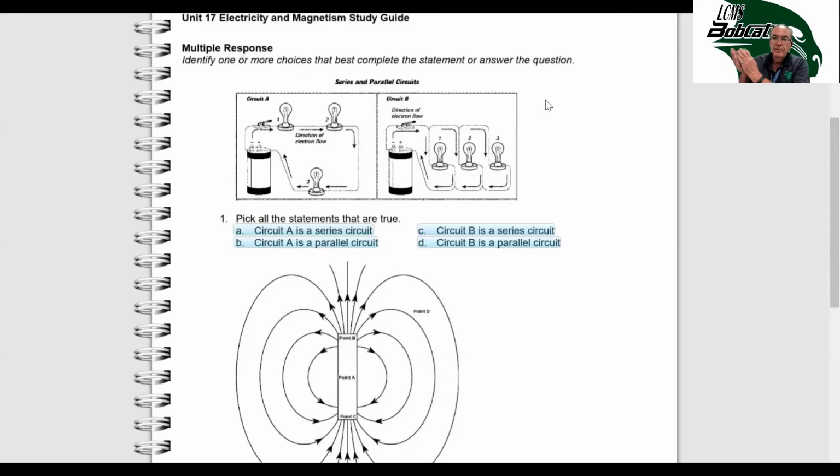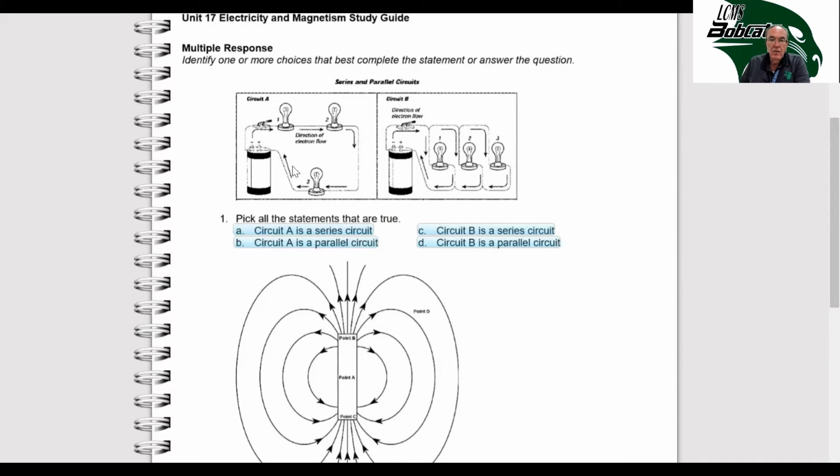Okay, welcome back. In today's lesson, we're going to go over this study guide for Unit 17. It's one of the last exercises in the unit before you get ready to take the test. It says, identify one or more of the choices that best completes the statement. Okay, pick all the statements that are true.